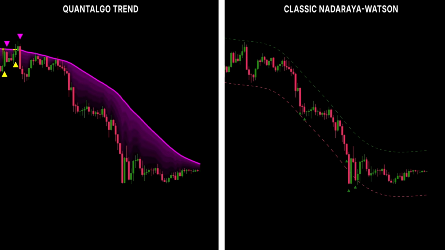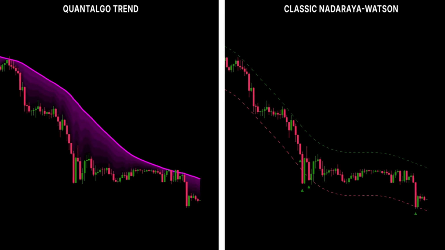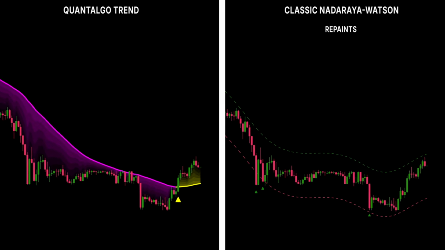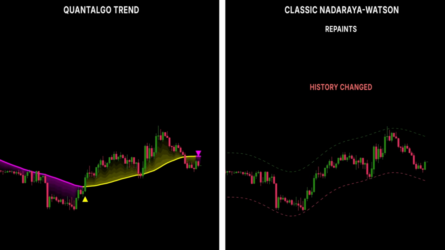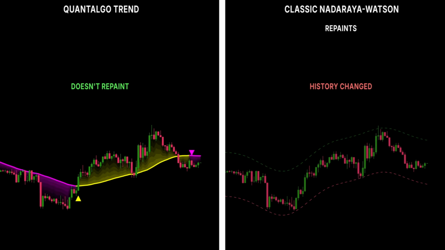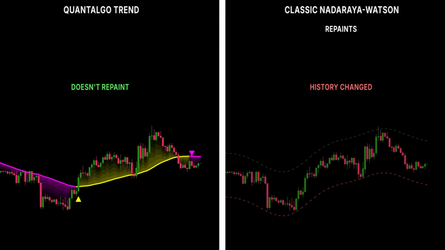And this is the classic versus ours moment. Watch the repainting version. As new candles form, it goes back and quietly redraws its own recent history. This one doesn't touch what's already printed. What you saw 2 bars ago is exactly what's still there now. This isn't a one-off either.